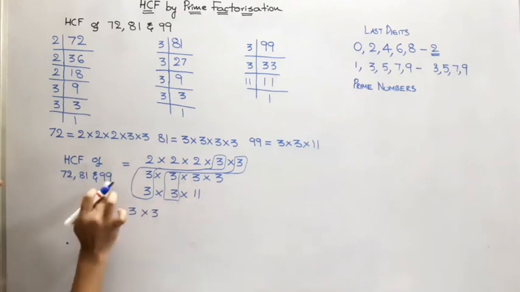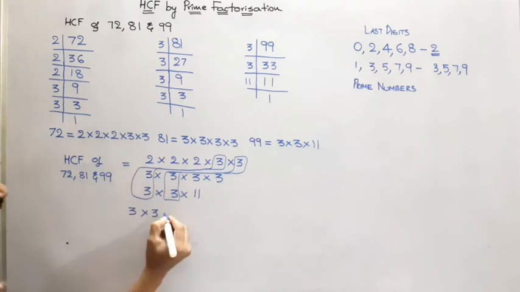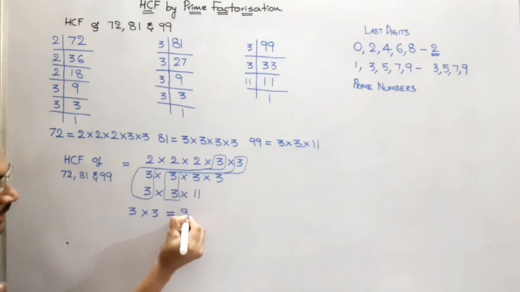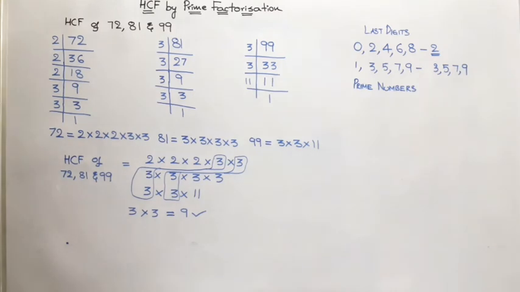11 is only there in 99. It is not available in either 72 or 81. So we have to leave it. Now what is 3 multiplied by 3? 9. So 9 is the HCF of the numbers 72, 81 and 99. Hope you are quite clear with this, children.